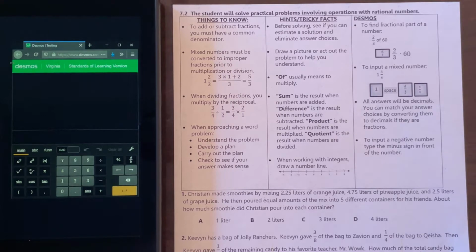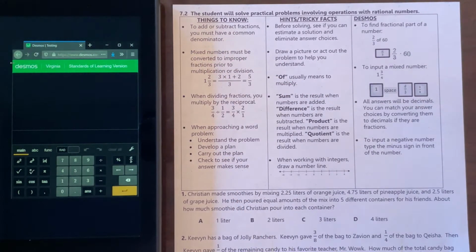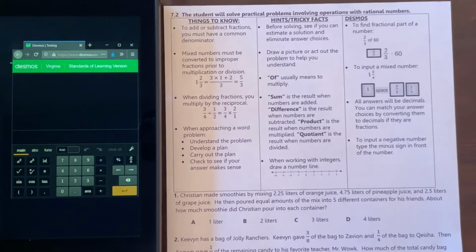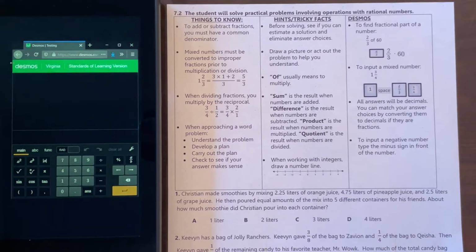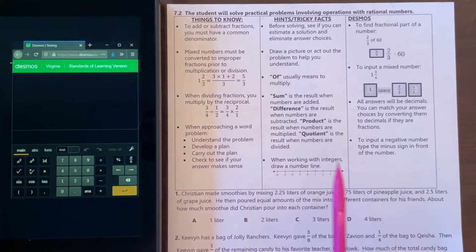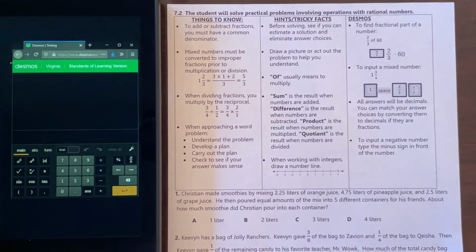And in this video, we're going to be still working on the SOL review guide, and we're going to be working with that 7.2. So you're going to be doing some practical problems, and anytime it says practical problems, you're thinking of some word problems, but that's okay because you know how to do some operations with those rational numbers. So make sure that you're going over those things to know, some hints, tricks, and using that wonderful Desmos calculator.